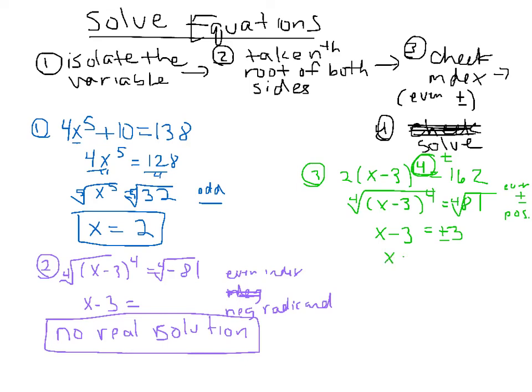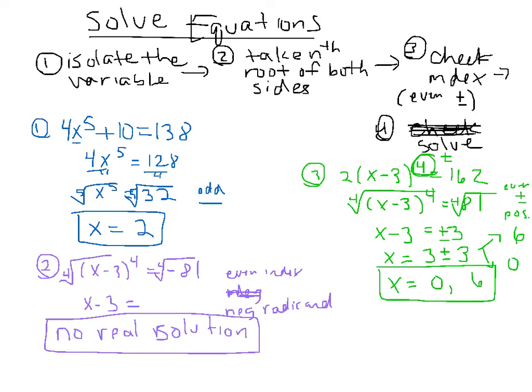To get x by itself, we're going to add 3. So we've got 3 plus or minus 3. And as always, because we have 2 integers, we need to simplify our answer. 3 plus 3 is 6. 3 minus 3 is 0. So my answer would be x equals 0 and x equals 6.